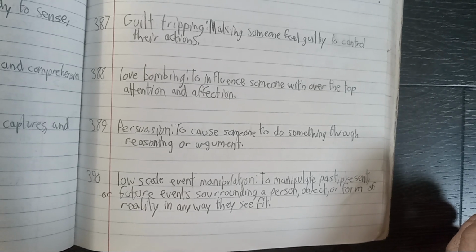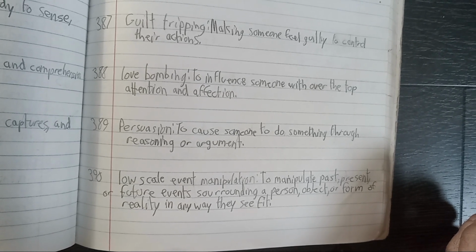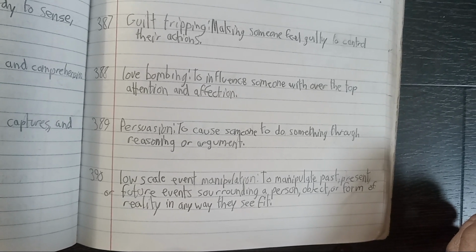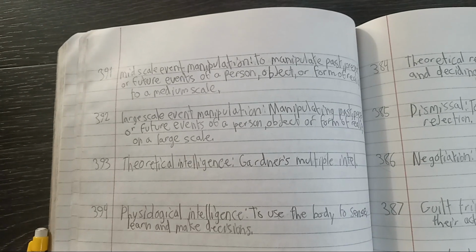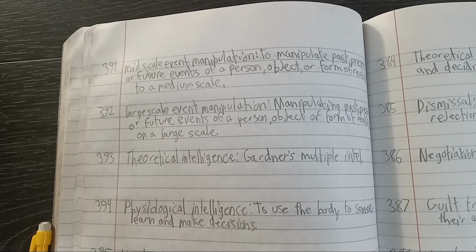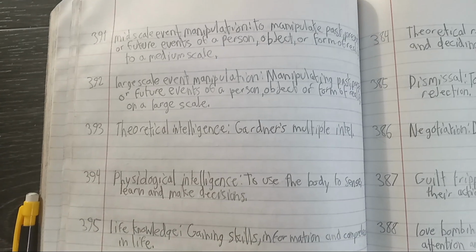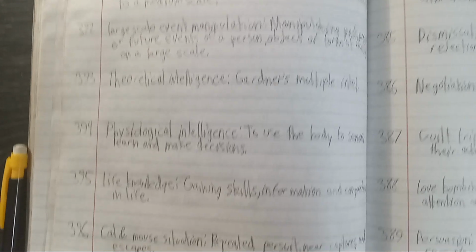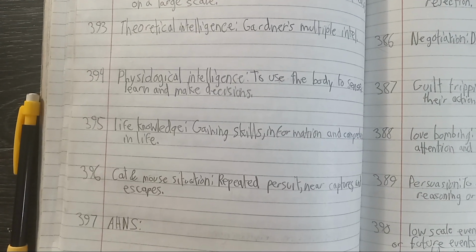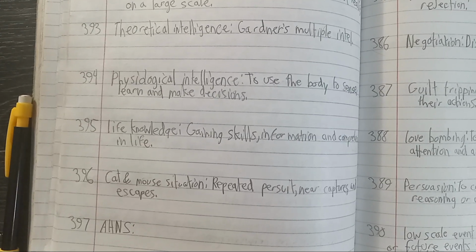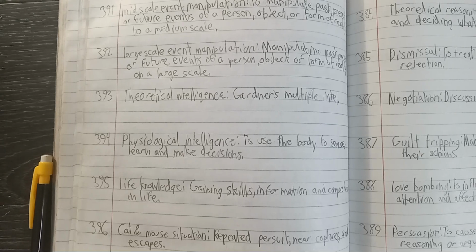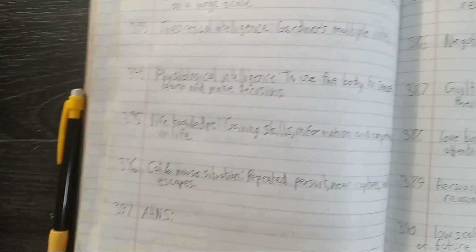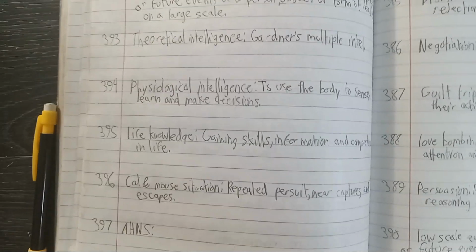Event manipulation, to manipulate past, present, or future events surrounding a person, object, or form of reality in any way they see fit. Theoretical intelligence, Gardner's multiple intelligences, physiological intelligence to use the body to sense, learn, and make decisions, life knowledge, gaining skills and information to comprehend things in life, cat and mouse situation, repeated pursuit, near captures and escapes.